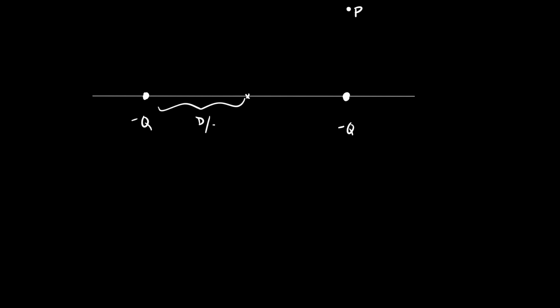So to get us kind of started here, I've got a point mass here, the origin, a point mass here, and we're interested in point P, which is here. This is negative Q, this is negative Q, this is D over 2, this is D over 2, and this is D over 2. All right.